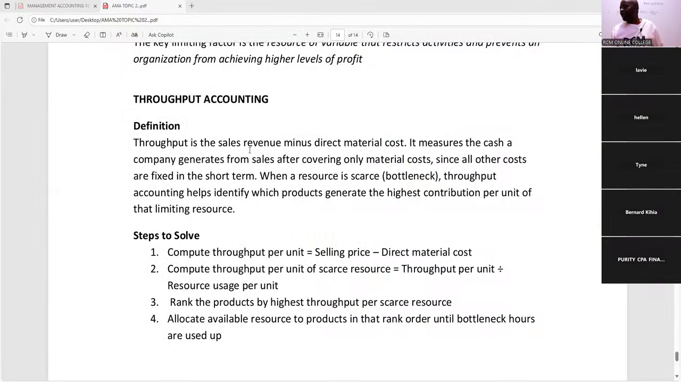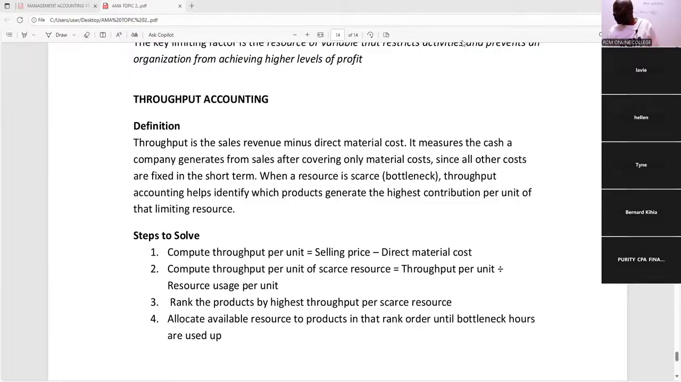We are told here that throughput is sales revenue minus direct material cost. It measures the cash a company generates. The moment you've understood that throughput is sales revenue or selling price minus material cost, you're very knowledgeable. So the steps to solve: compute throughput per unit, selling price minus material cost; compute throughput per unit of scarce resource; rank the products by the highest throughput per scarce resource; allocate available resources to products in that rank order until bottleneck hours are used up.